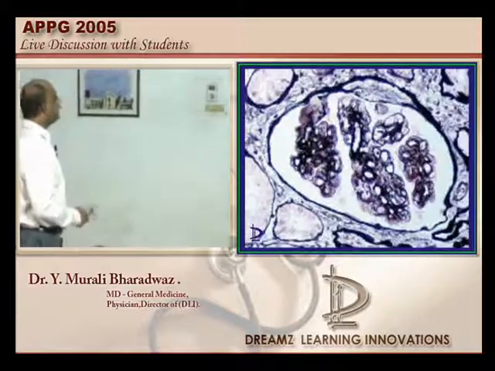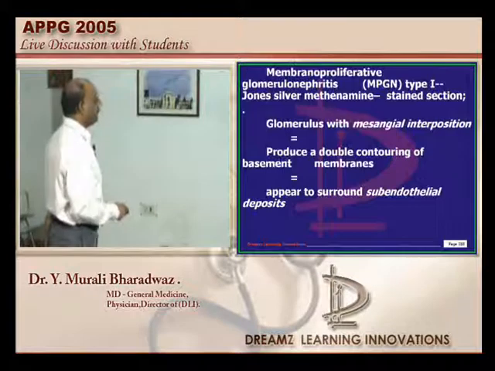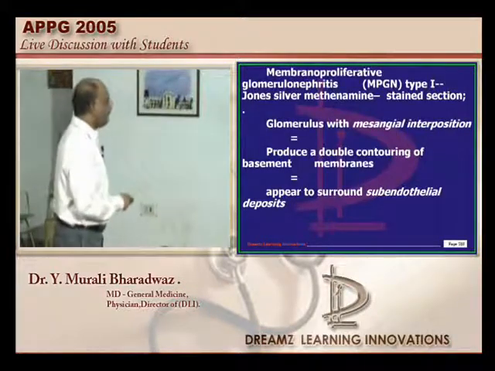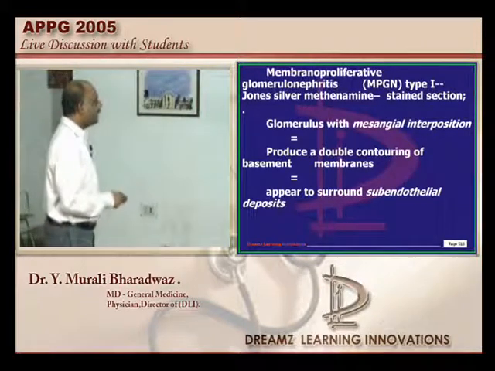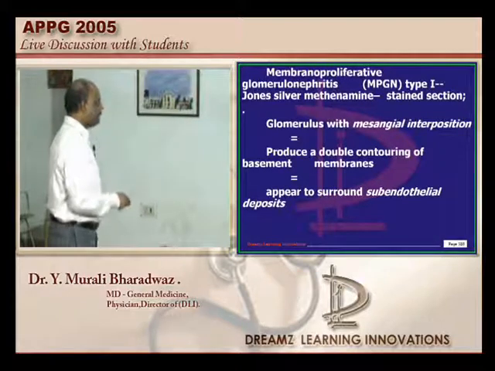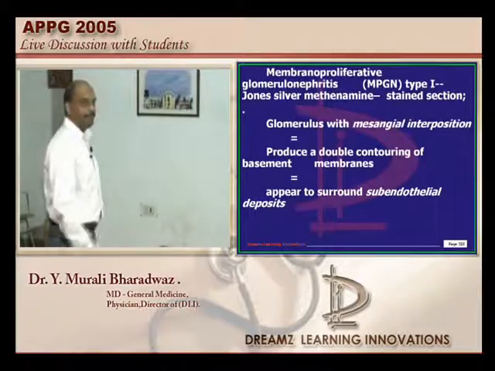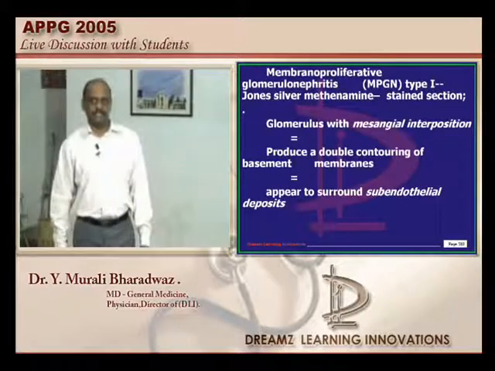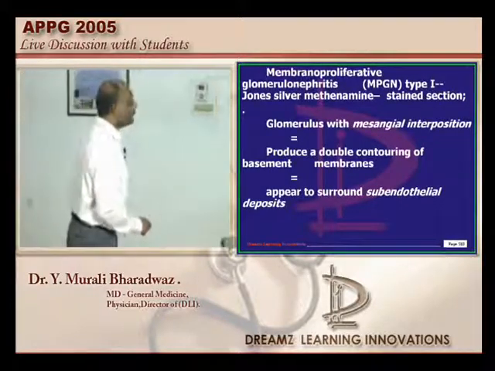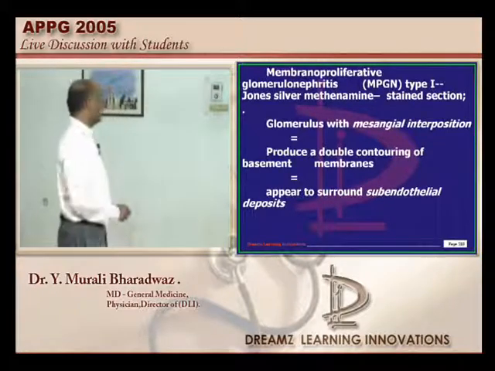So this is a classical example where the GBM membrane has got thickened, is what needs to be remembered. So in membranoproliferative glomerulonephritis, if you take a stained section, the glomerulus will show the mesangial interposition with a double contouring of this basement membrane, and it is surrounded by a lot of subendothelial deposits. So now you know where the tram track appearance is typically seen. Once there is a thickening of the GBM with the associated proliferative component, is what you can see.